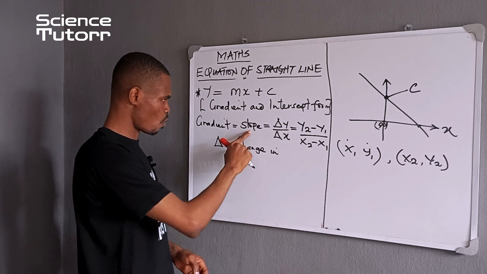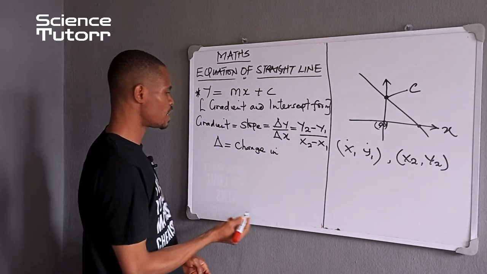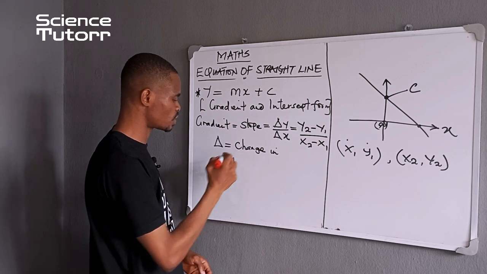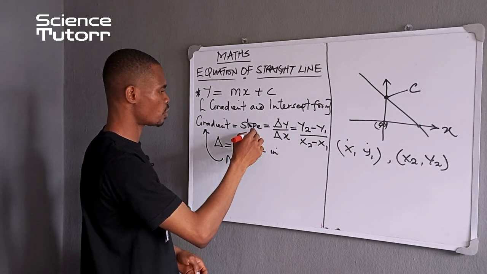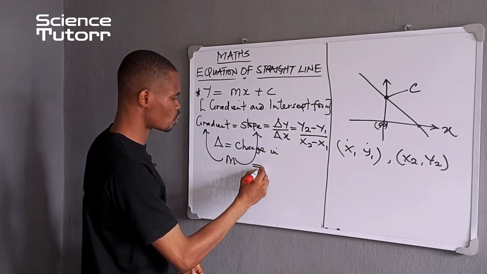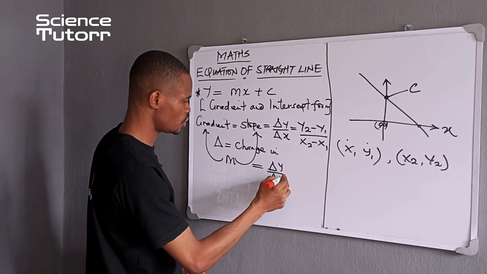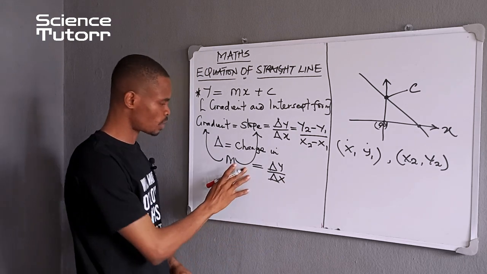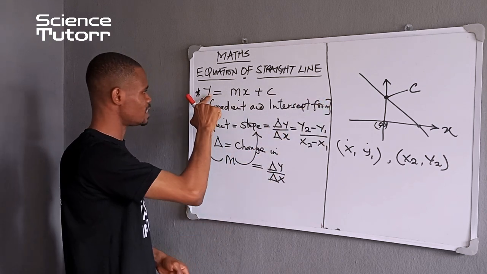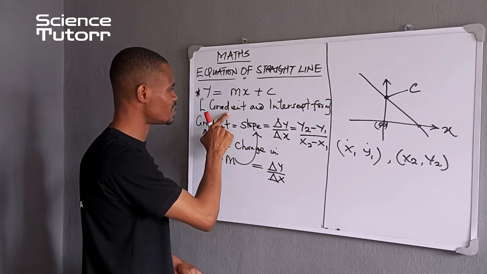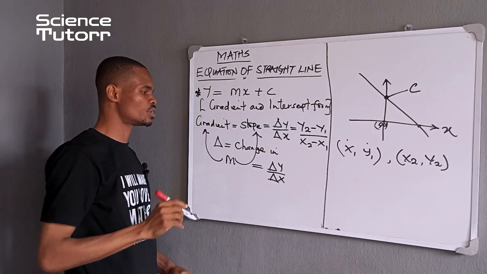So this is what we call the gradient. Gradient, like I said, is also known as the slope. Many times we use m to represent the slope. So m could either be the gradient or the slope, and m is equal to change in y all over change in x. This relates to the equation of a straight line considering the gradient and intercept form. That is one piece we need to take note of.